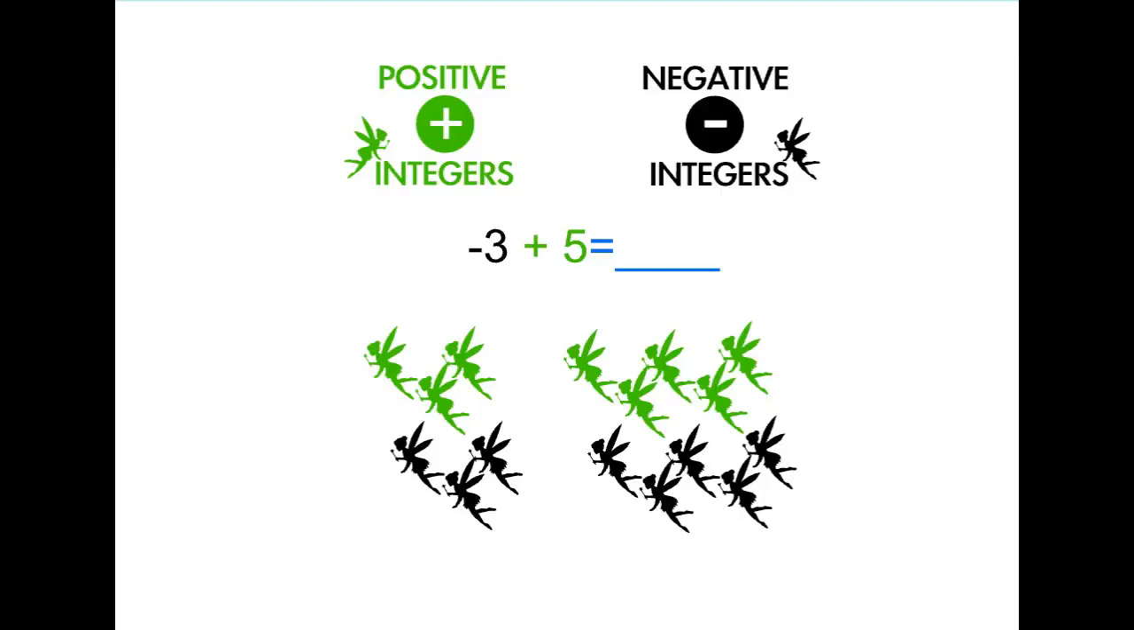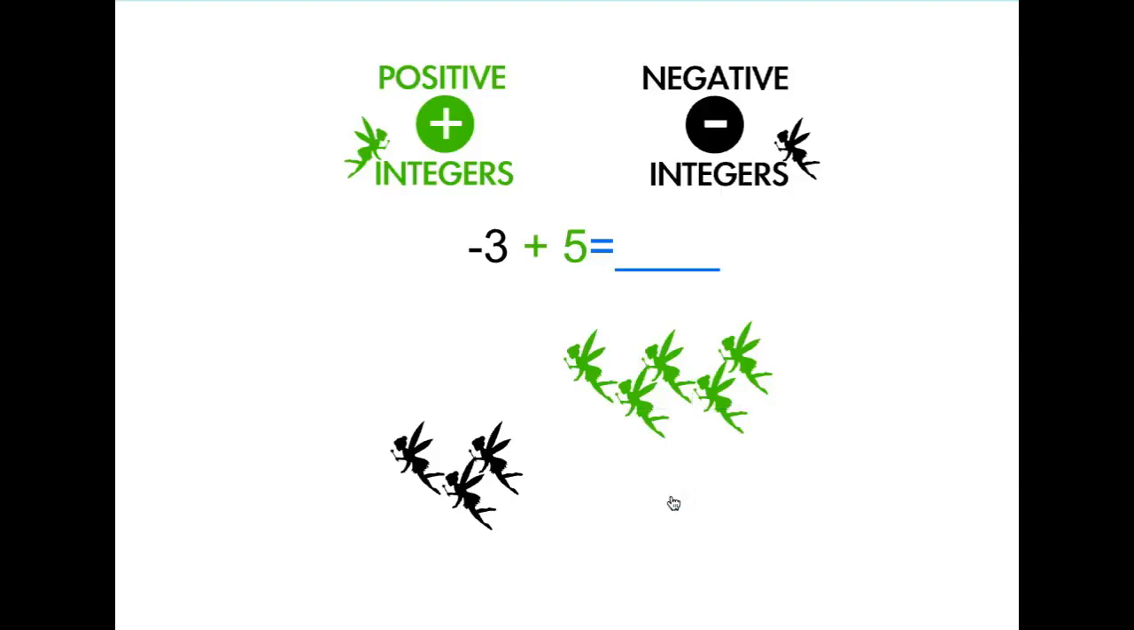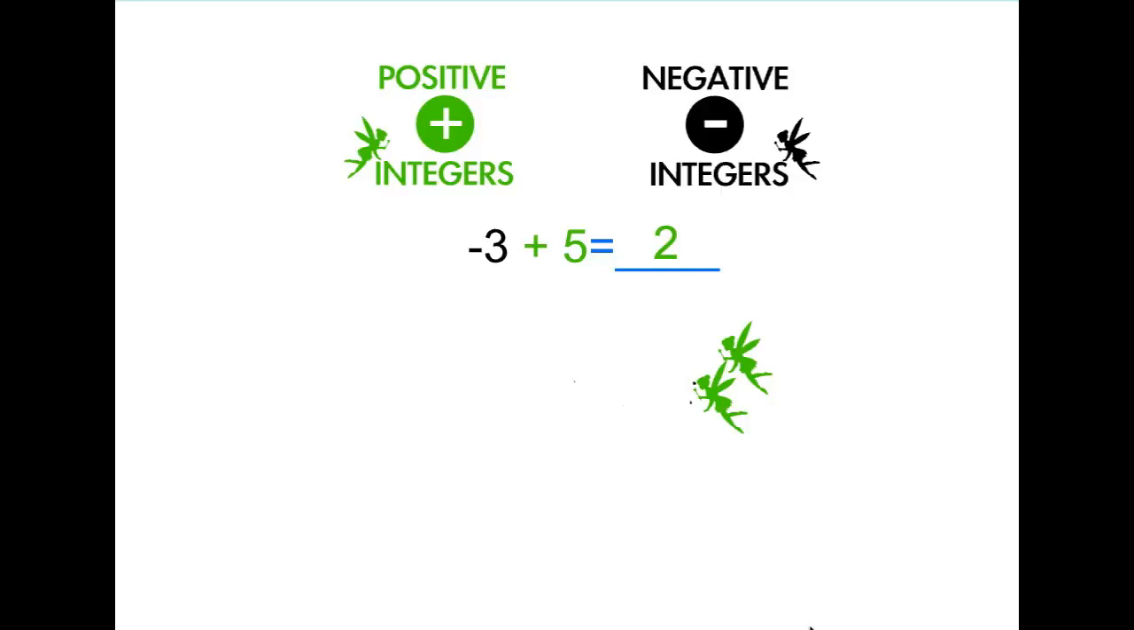What if we have something like this? What if we have 3 shadow Tinkerbells being added to 5 Tinkerbells? We're not considering these 3 Tinkerbells, and we're not considering the shadows of these 5 Tinkerbells. We're going to match them up one for one. The matches cancel each other out, and we're left with a total of 2 Tinkerbells.